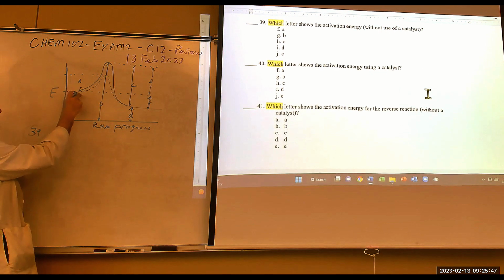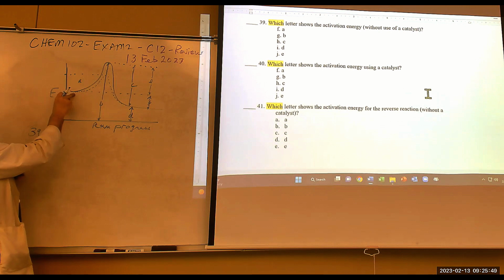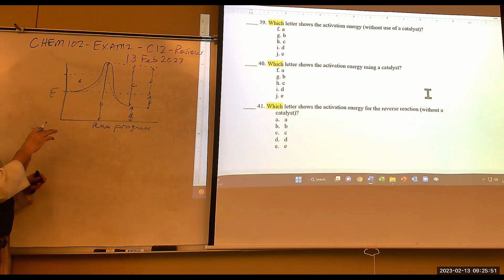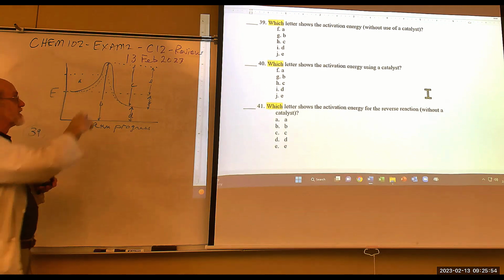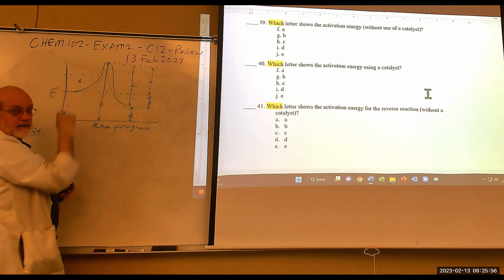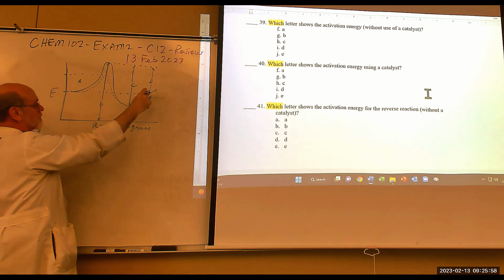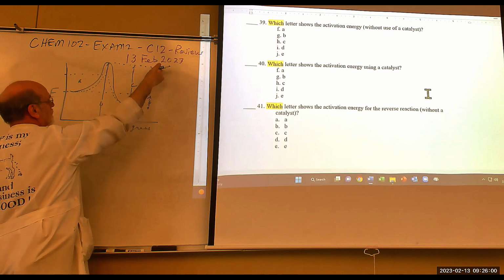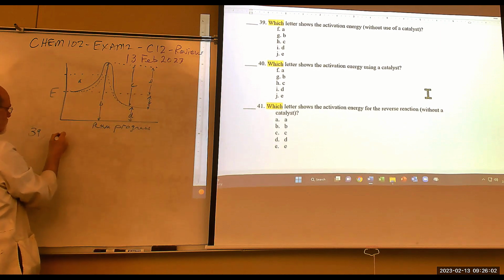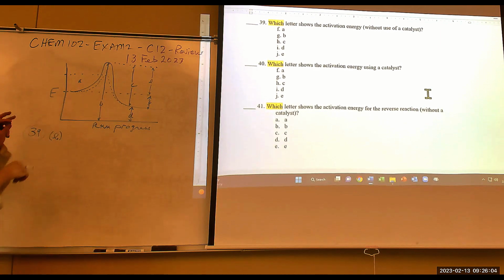Well, we start here with our reactants, correct? How much energy does it take to get to which one? The one without the catalyst is the bigger one. It takes more energy. So it's E here. That distance is activation energy without the catalyst.